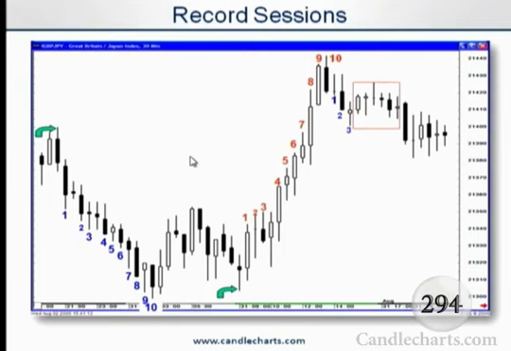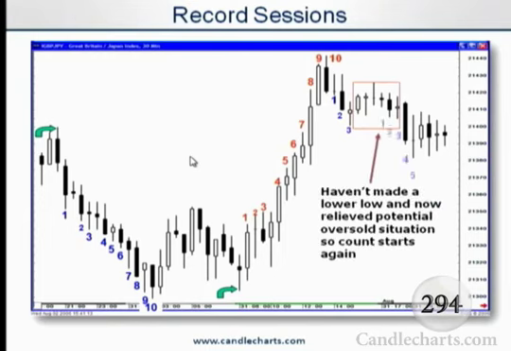So we now have a higher high over here, and we have to start the count all over again. And with these 4 sessions, I probably would start it again because the market traded sideways. Because the record sessions, you want the market overheated either on the upside or the downside. If the market's trading sideways for 4 or 5 sessions, it's self-correcting.